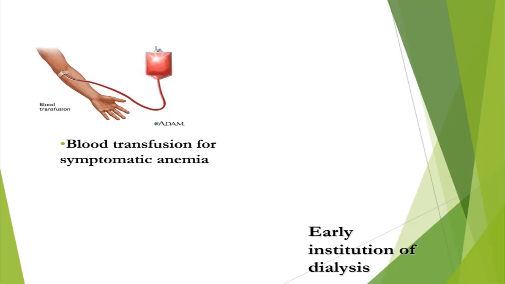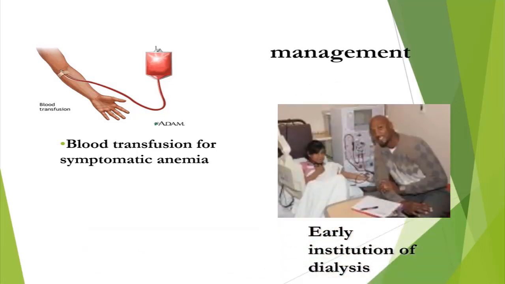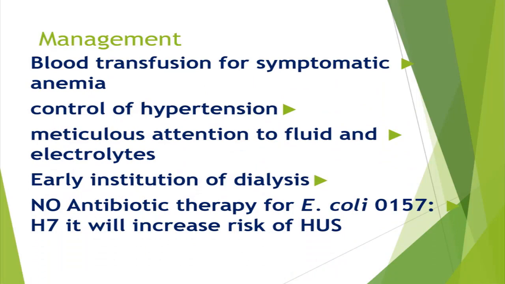Regarding management, when a patient comes with a sudden drop of hemoglobin and symptomatic anemia, this is the first thing to manage, in addition to early institution of dialysis so we can get rid of the fluid, acids, and electrolytes accumulating in the body. So early institution of dialysis is very important, in addition of course to blood pressure control. All of this we consider conservative management. So management includes blood transfusion, control of blood pressure, attention to fluids and electrolytes, and early institution of dialysis.